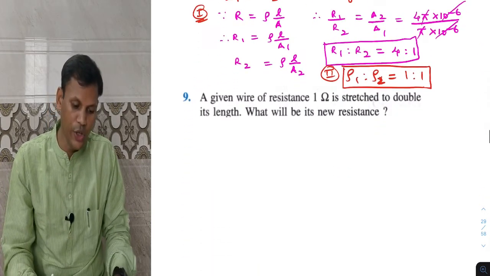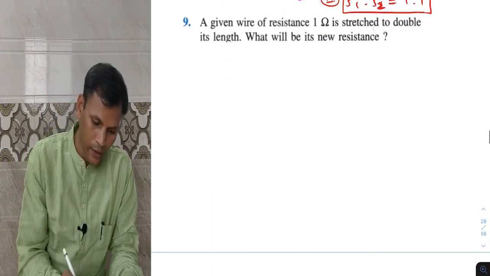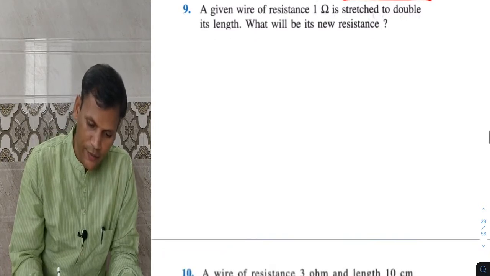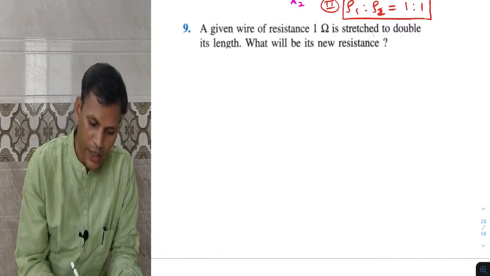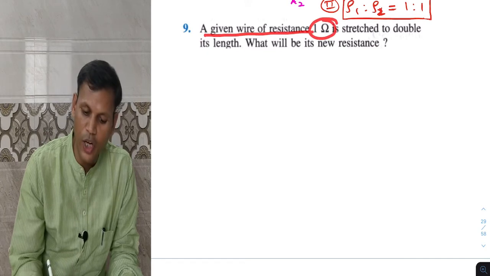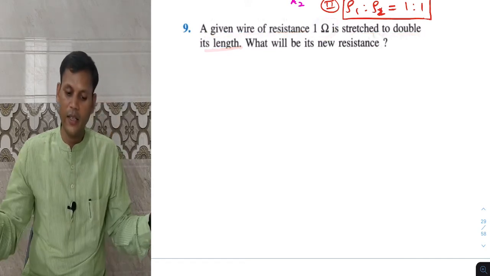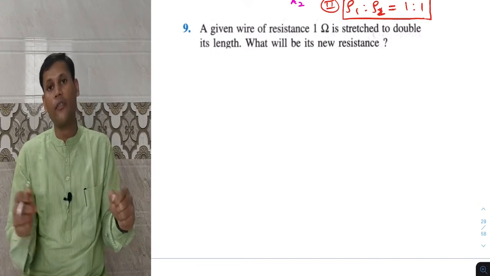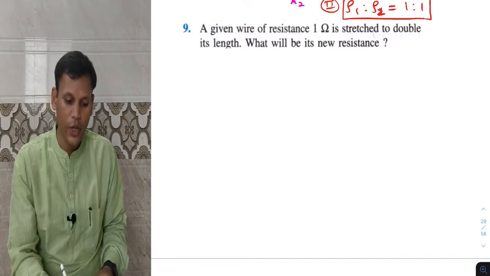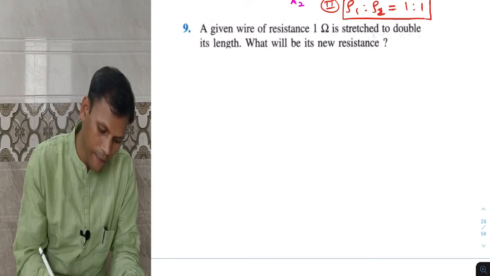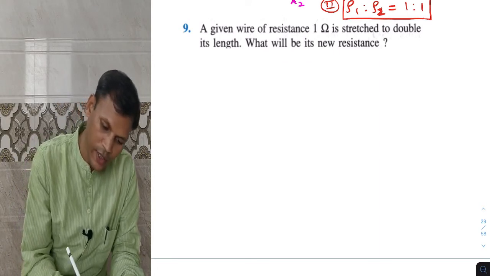Now next question, question number 9. Just we can read. A given wire of resistance 1 ohm is stretched to double its length. Length gets double, so area of cross section becomes half. What will be the new resistance? Okay, so what we can write about it?